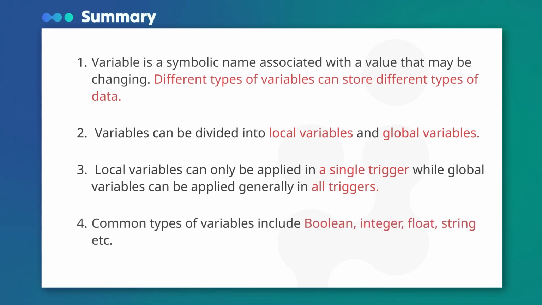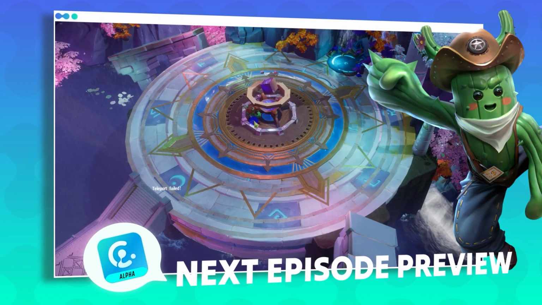Common types of variables include Boolean, integer, float, string, and so on. In today's video, we use the types of integer and string to achieve the game effect. Next video, we'll learn about if statements.